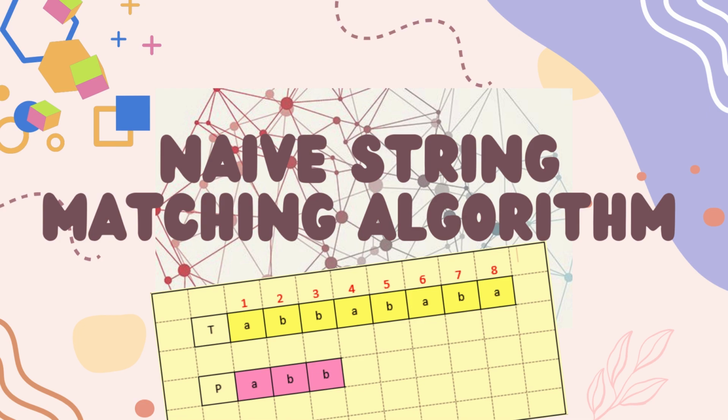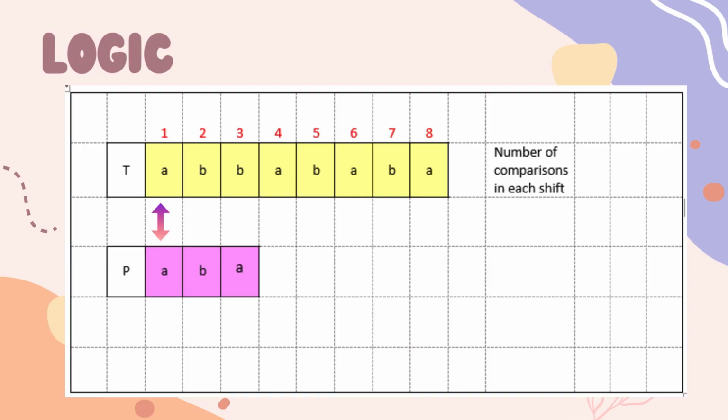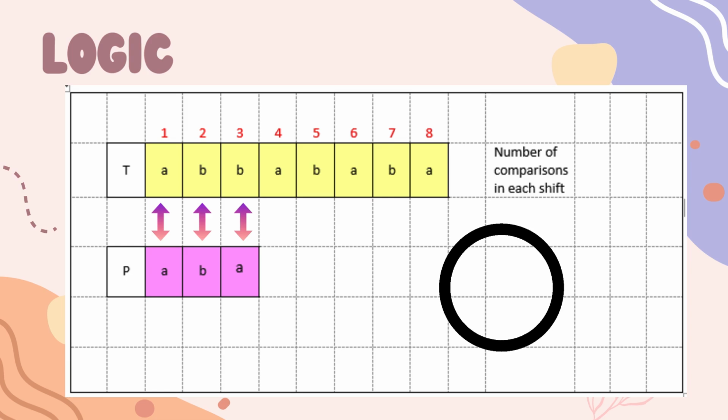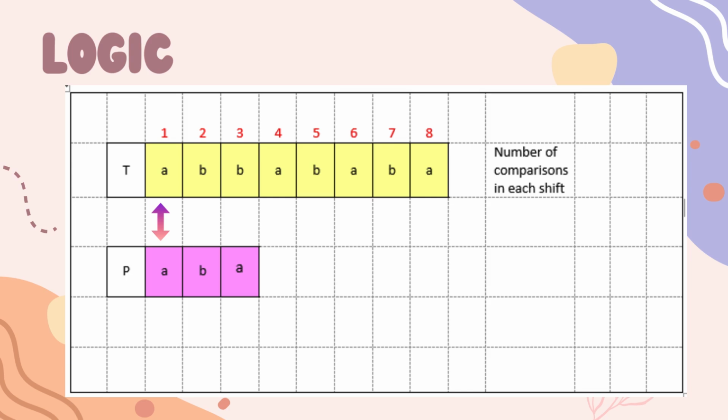Naive string matching algorithm. You are going to compare only one character at a time. That is the underlying logic of the naive string matching algorithm. If you use naive string matching to match this example, you can't compare 3 at a time, because A, B, A are 3 characters. No. If you use the naive string matching algorithm, you always have to compare 1.